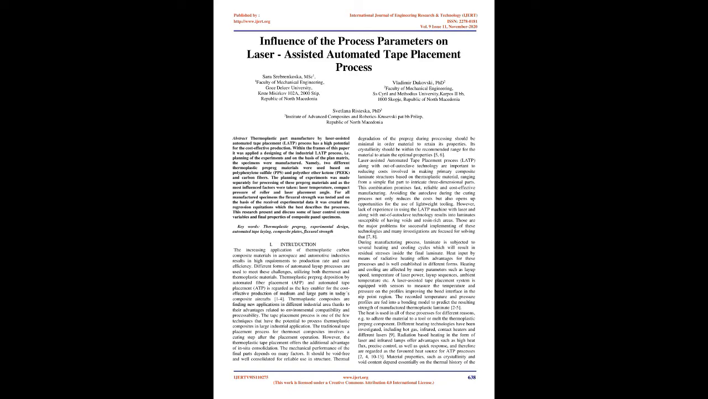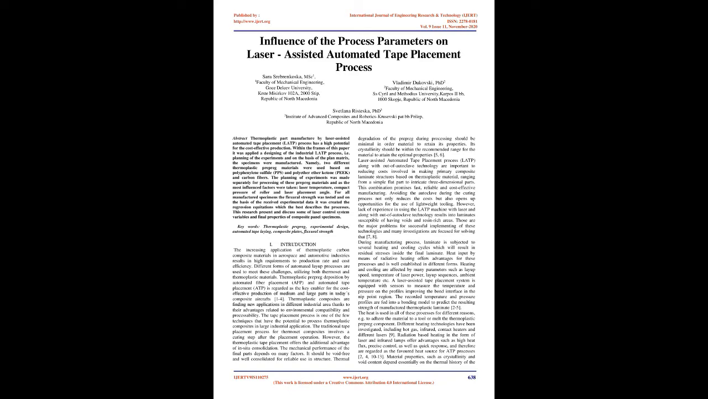Introduction. The increasing application of thermoplastic carbon composite materials in aerospace and automotive industries results in high requirements for production rate and cost efficiency. Different forms of automated layup processes are used to meet these challenges, utilizing both thermoset and thermoplastic materials. Thermoplastic prepreg deposition by automated fiber placement (AFP) and automated tape placement (ATP) is regarded as the key enabler for the cost-effective production of medium and large parts in today's composite aircraft. 1-4.